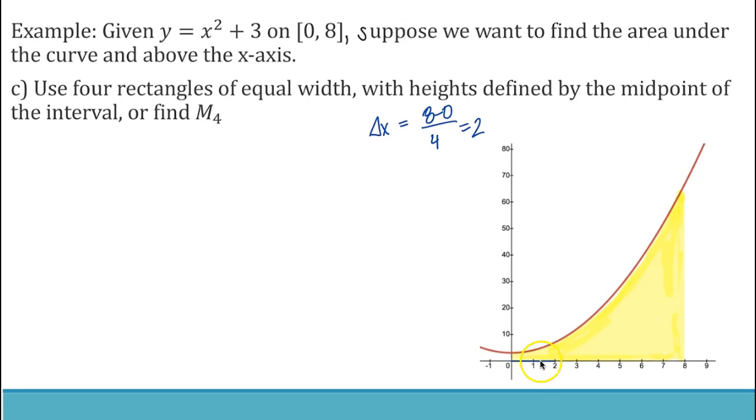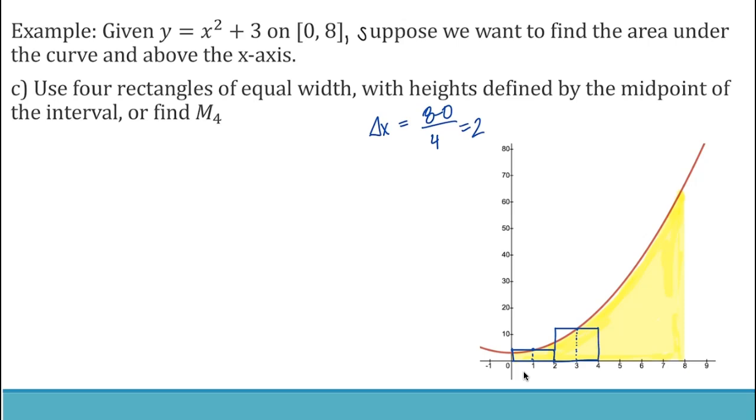But now the midpoint of that interval, so halfway between 0 and 2 is 1, the midpoint is going to define the height. So I'm going to find the height of the function at 1. And that's going to define the height over that interval from 0 to 2. Then from 2 to 4, I have my next width, and the midpoint between 2 and 4 is 3, so the height at 3 is going to define my height over that entire interval from 2 to 4.